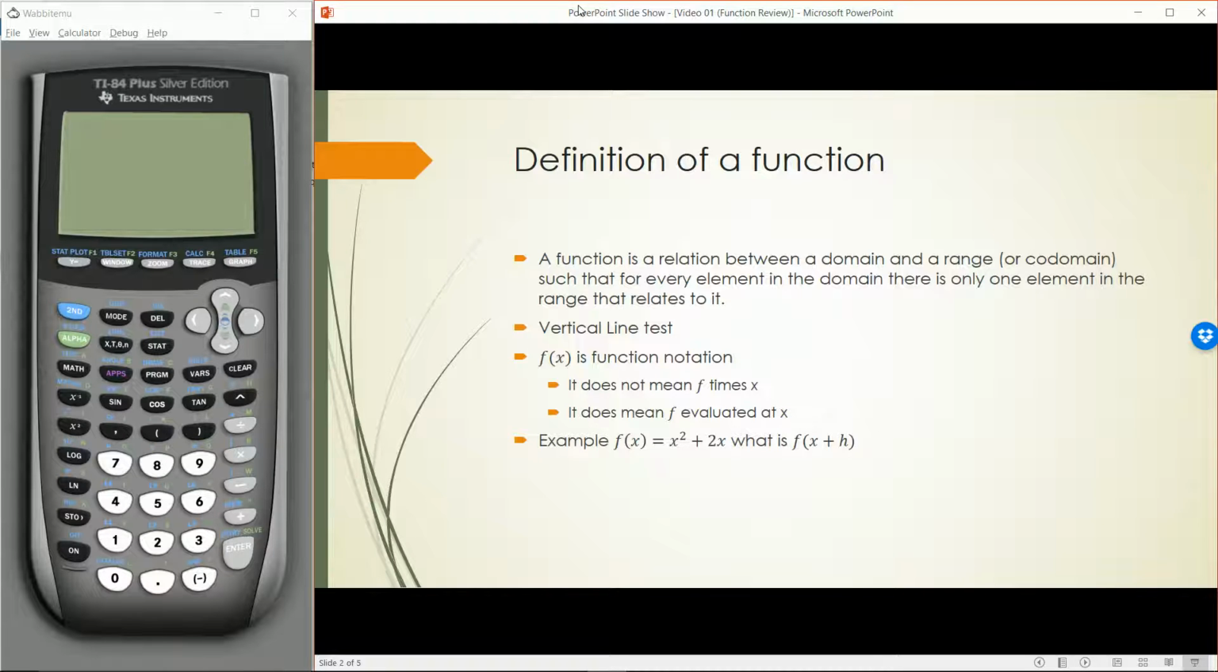So for an example, if you have f of x equals x squared plus 2x, we want to find out what f of x plus h is. So we're going to be evaluating our function at the value x plus h. So we take x plus h and put that in wherever we had an x before. Now we see our new equation, which when we simplify it out, comes to this ugly mess.